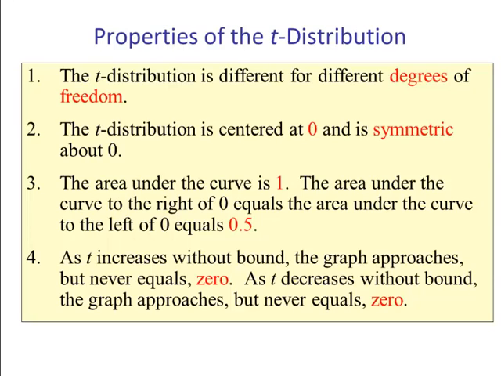The area to the right of 0 equals the area to the left of 0, which is 1/2, 0.5. Number 4, as t increases without bound, the graph approaches, but it never does equal 0. We call this an asymptote. As t decreases without bound, the graph approaches, but it never does equal 0.